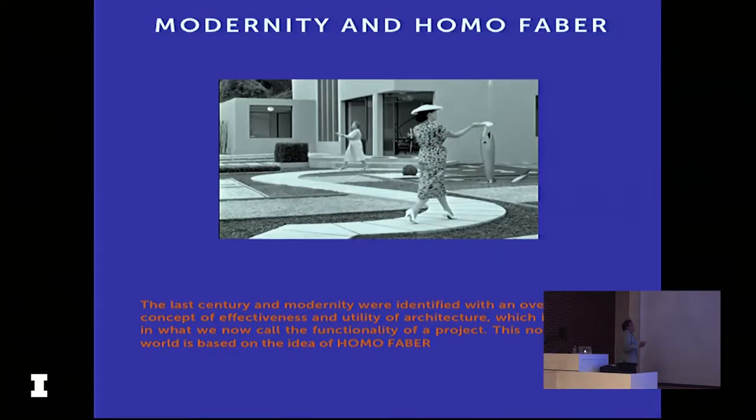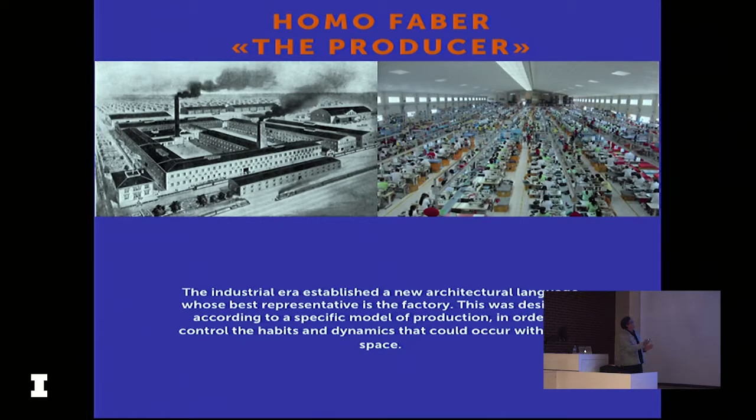In modernity, in general, we make architecture from the idea of homo faber, of the idea of maximum productivity, of the idea of the producer, of the factory. The idea of the factory is the most important support of modernity and of what we are learning in architecture. We continue to say this project is not good because it doesn't have a good function, but they have a good relation and don't need it.